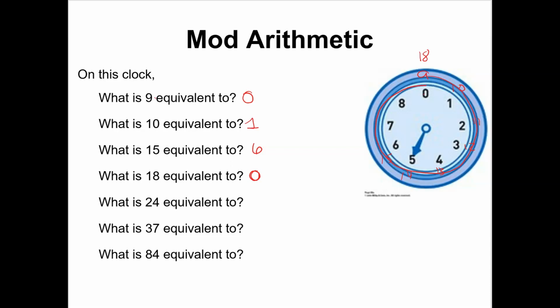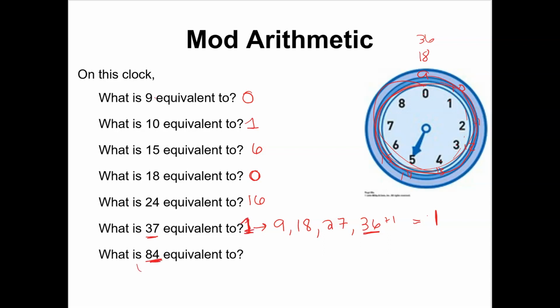What about 24? Well, if this is 18, what about 24? 19, 20, 21, 22, 23, 24 is 6. Okay, so we're dealing with the 9s here. Is there another way? That wasn't too hard, but 37, I don't feel like counting it. How many times do I have to go around? 9 would be 0, 18 would be 0, 27 would be 0, 36 would be 0. That's how many times I would go around to get to 36. And so 37 would be 36 plus 1, so it's equivalent to 1. 37 is equivalent to 1.